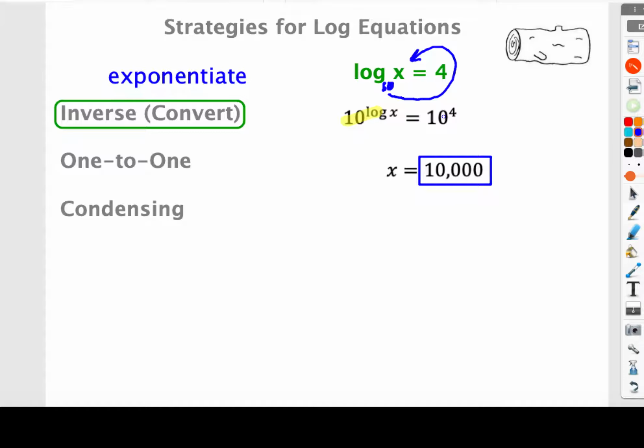And 10 to the 4th is 10,000. I guarantee you, type it in your calculator, the common log of 10,000 should come out to 4. It's 10 to the 4th power. So again, exponentiating is a great way to go. If this had been a log base 5, I would have done 5 to the power of. If it was a log base 7, I would have done 7 to the power of. There's lots of ways to do that, taking advantage of whatever base you were given.